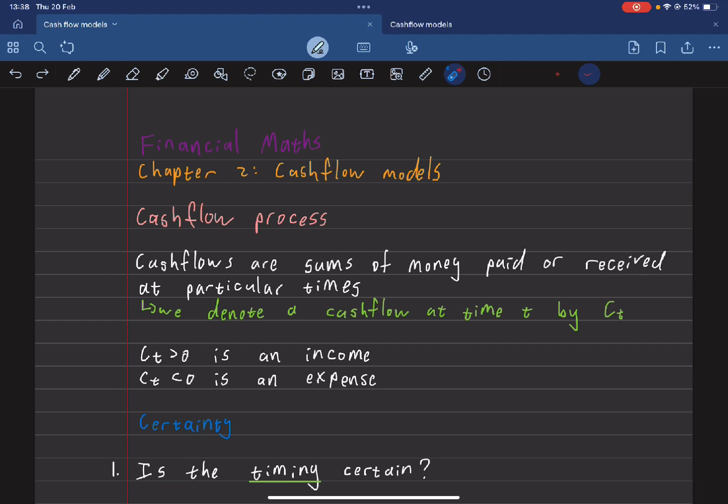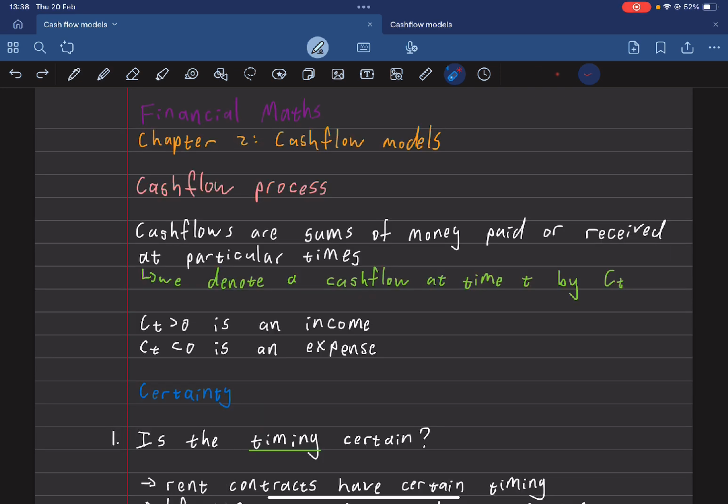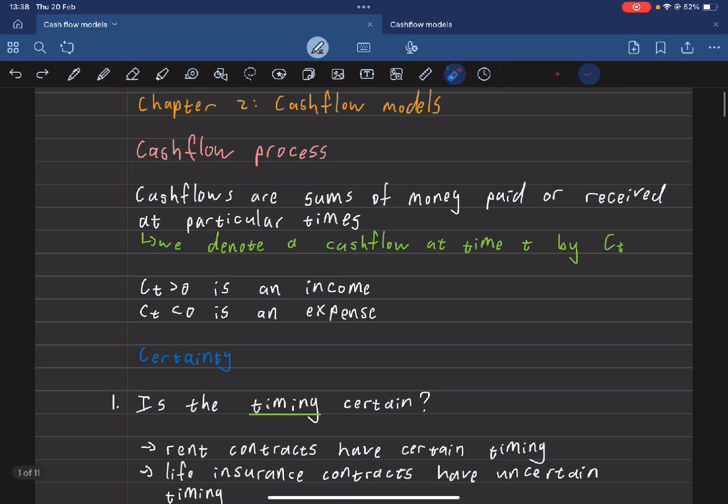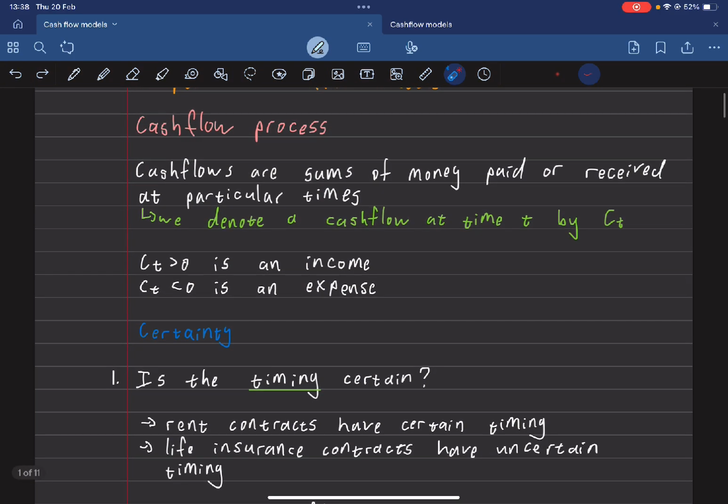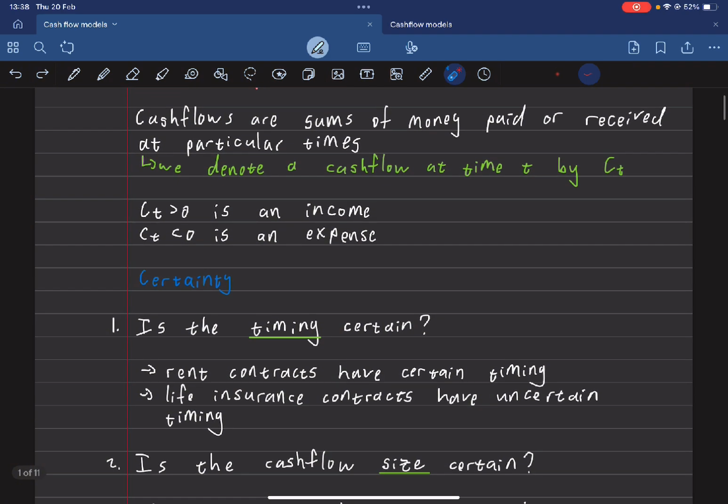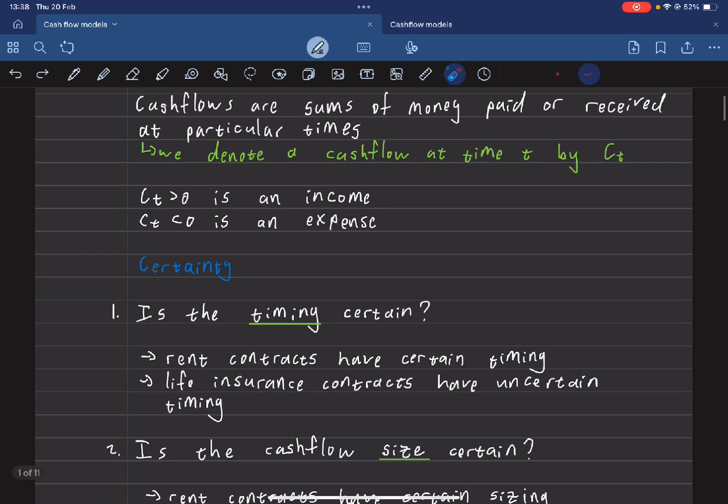I'm starting a new series on financial maths. And we're going to start with chapter 2, and it's called cash flow models. So the first thing we need to think about is, what are cash flows? Cash flows are sums of money paid or received at particular times. And we denote a cash flow at time t by using the symbol C_t. And we can easily tell if it's income or expense, because if it's positive, then it's an income, and if it's a negative cash flow, then it's an expense.